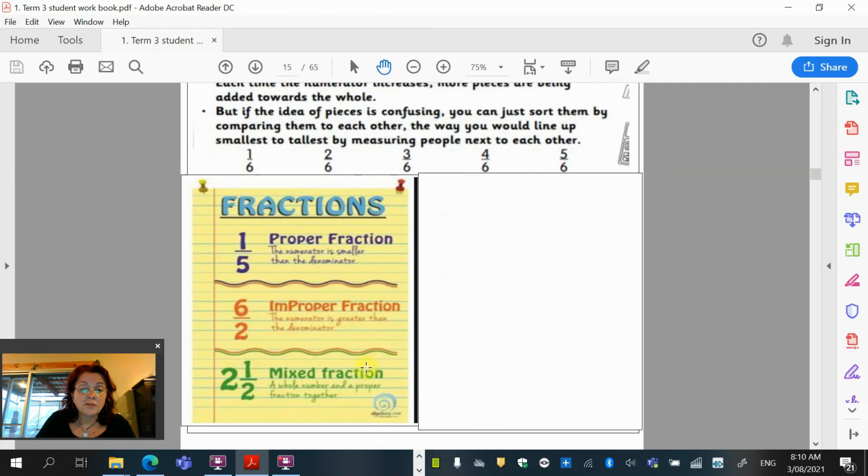So we have 3 types of fractions that we've learnt. We've got a proper fraction, which is a normal fraction with the numerator smaller than the denominator. We've got an improper fraction where the numerator is bigger than the denominator. And of course, we can turn an improper fraction into a mixed fraction by dividing the top number by the bottom number. And that's when we get a whole number and a fraction, it's called a mixed fraction.